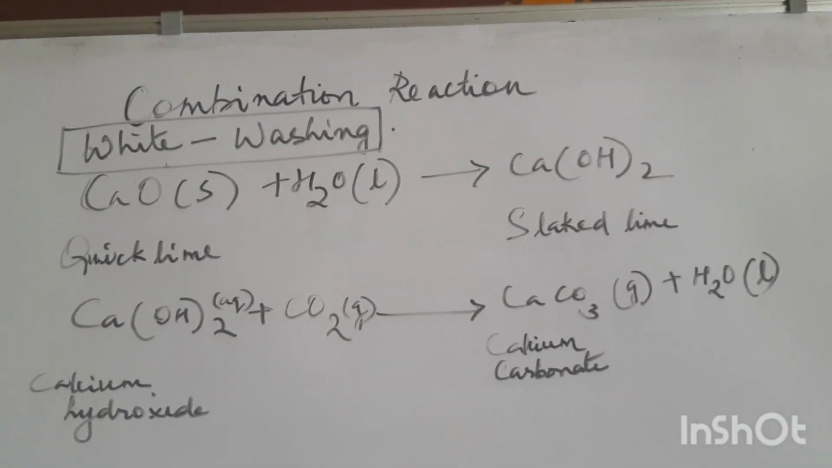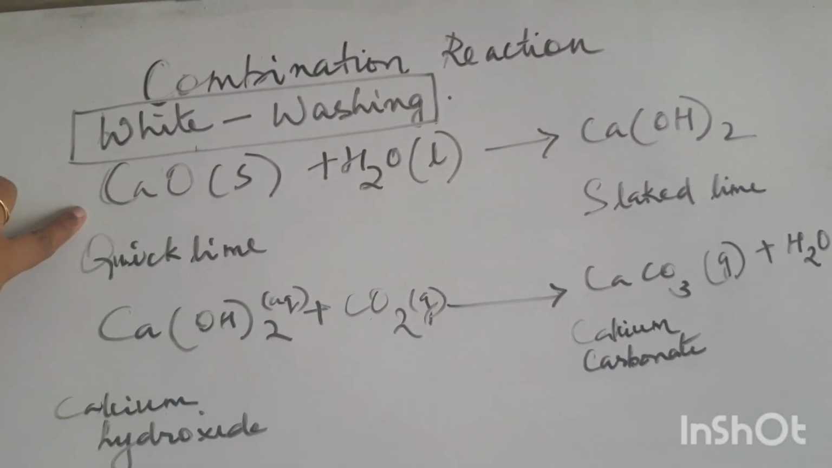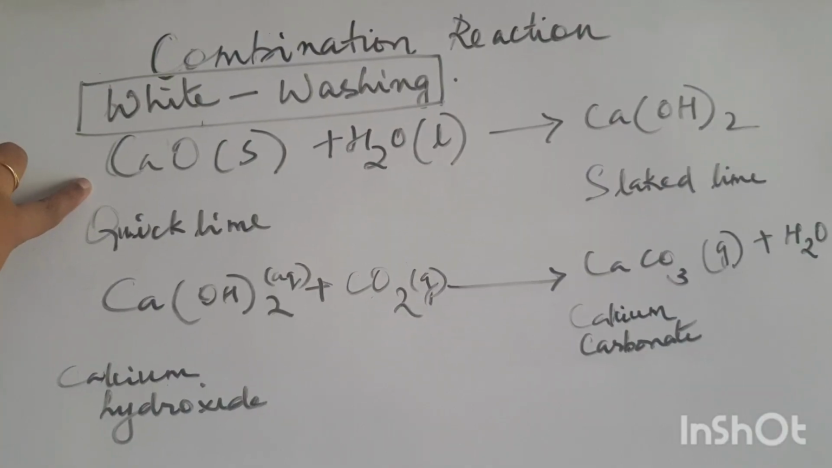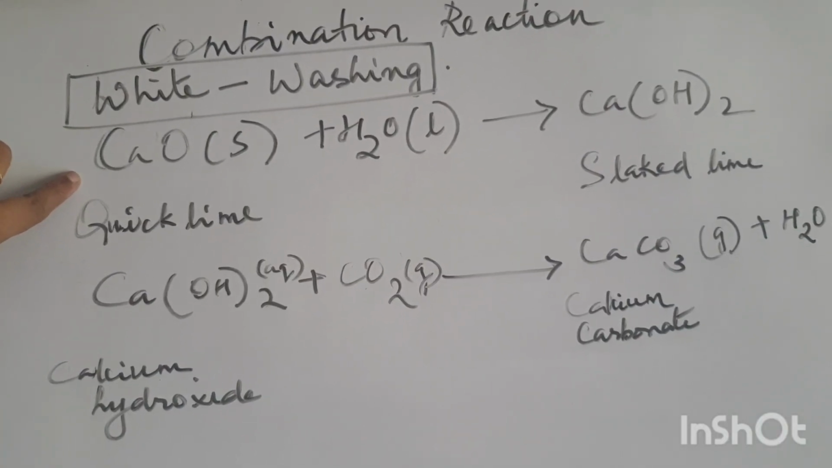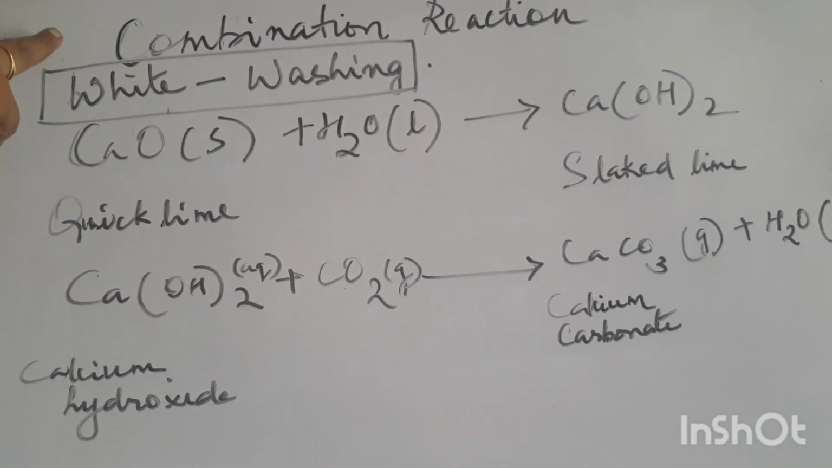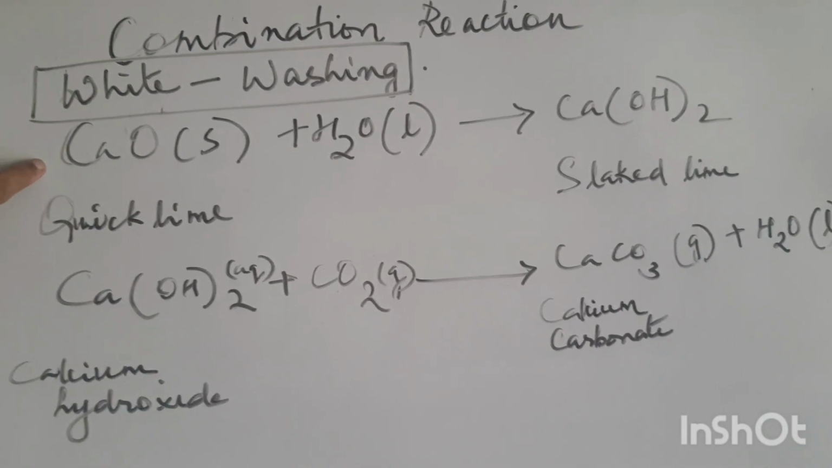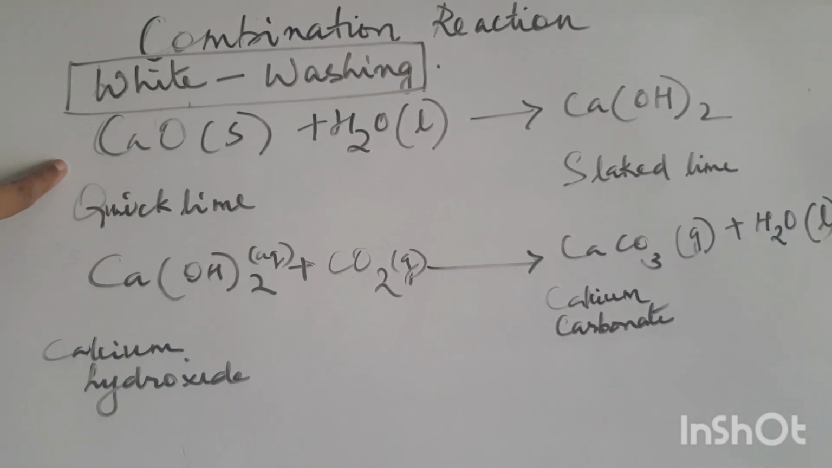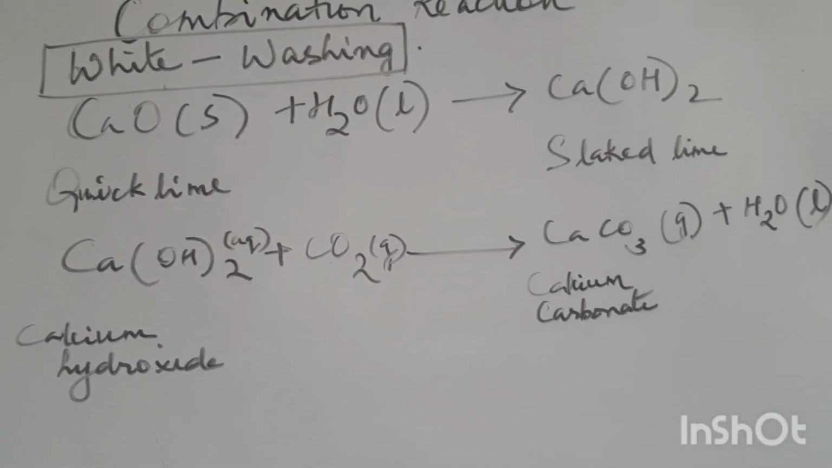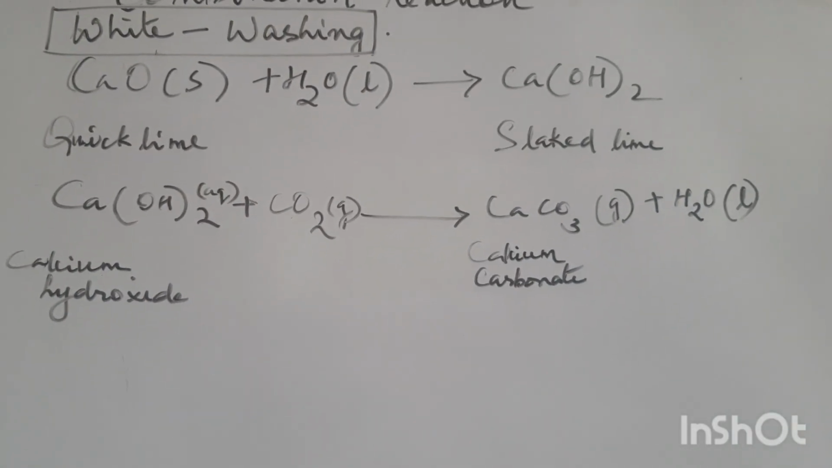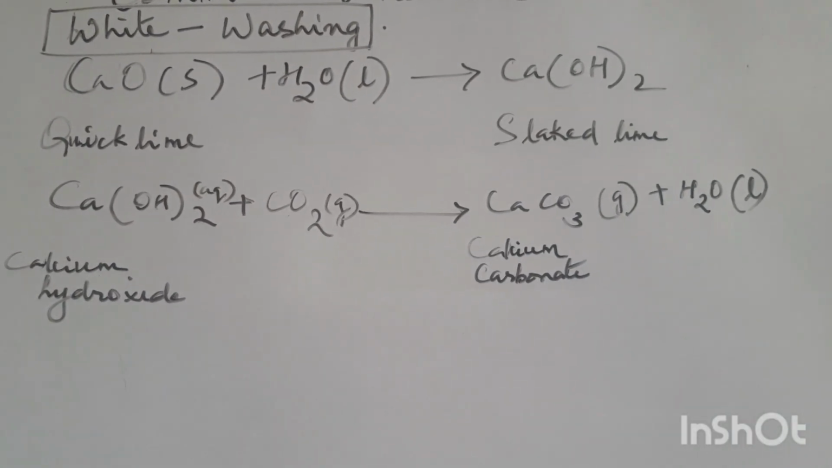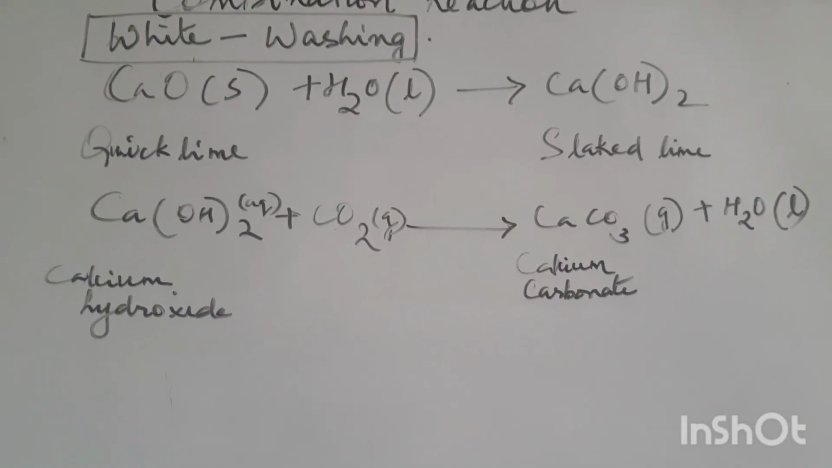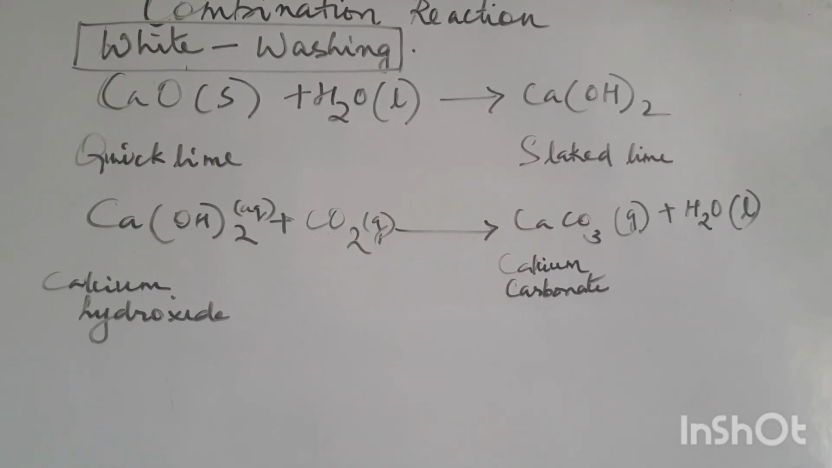So when this chemical equation is given, what are the types of chemical reactions that occur? You can write one is combination and the other is that it is exothermic in nature because it releases a large amount of heat energy. The next one is slaked lime. So on mixing that white powder, the quicklime, with water, you are getting calcium hydroxide.